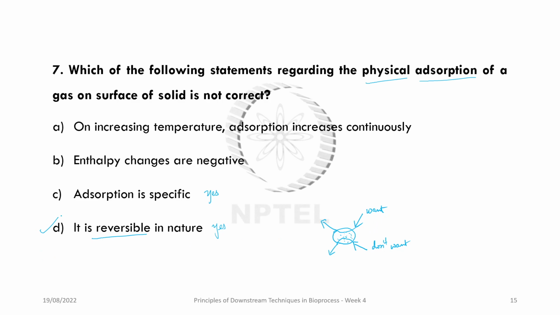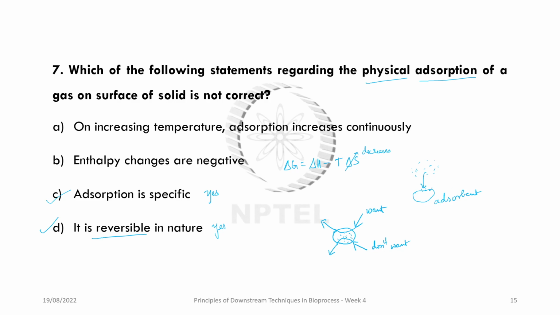So adsorption is reversible, adsorption is specific. And enthalpy changes are negative. Yes, we did see that delta G is delta H minus T delta S. And entropy decreases because it is moving from a happy free place to the solid that adsorbs, right? If you call this the adsorbent, let me write that again, adsorbent.